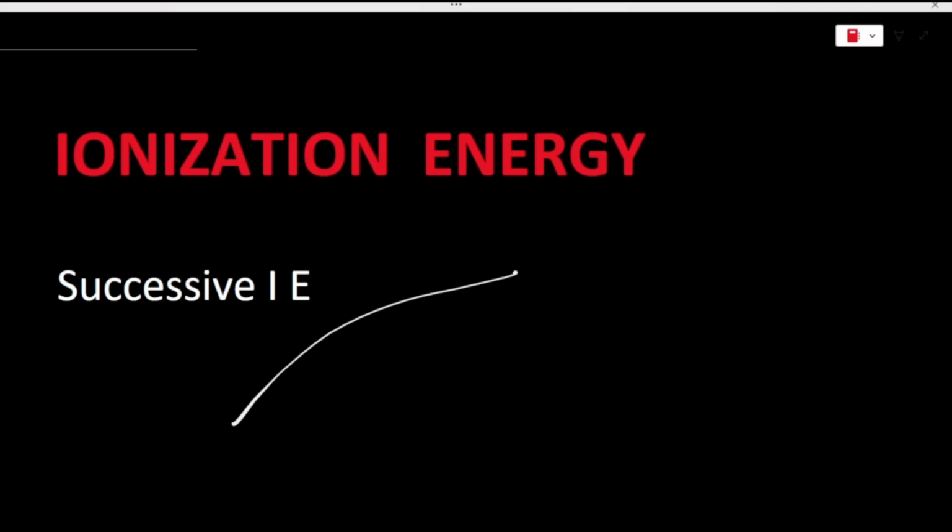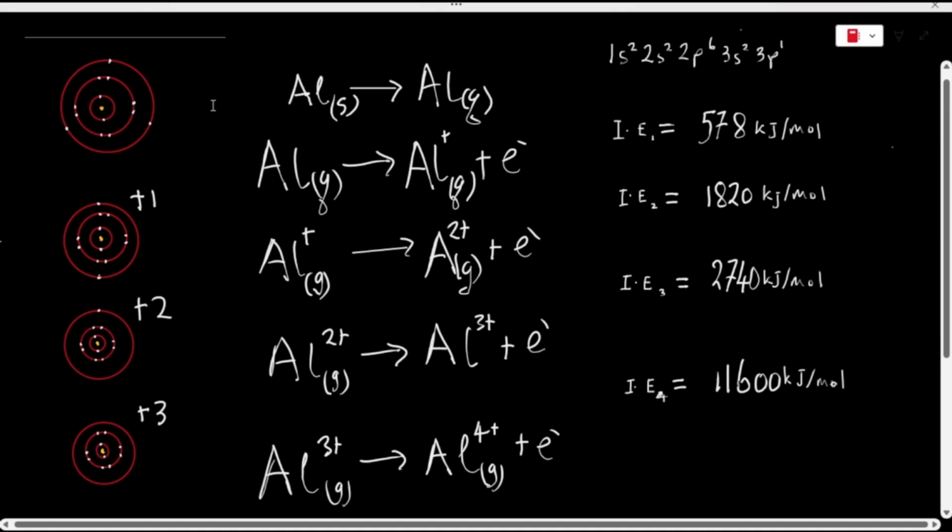But what happens if a second electron is to be removed, or a third, or a fourth? Let's consider the 13th element on the periodic table, aluminium, to get some clarification on successive ionization energy. It is in the 13th group, just below boron, and it has 13 protons in the nucleus, with 13 electrons in its electronic configuration and 3 valence shell electrons.